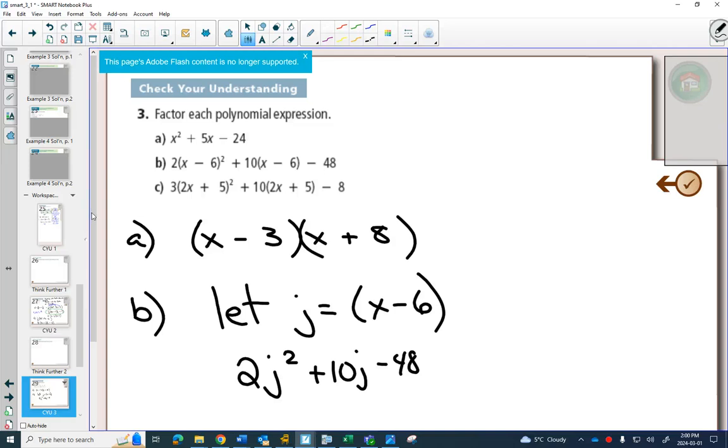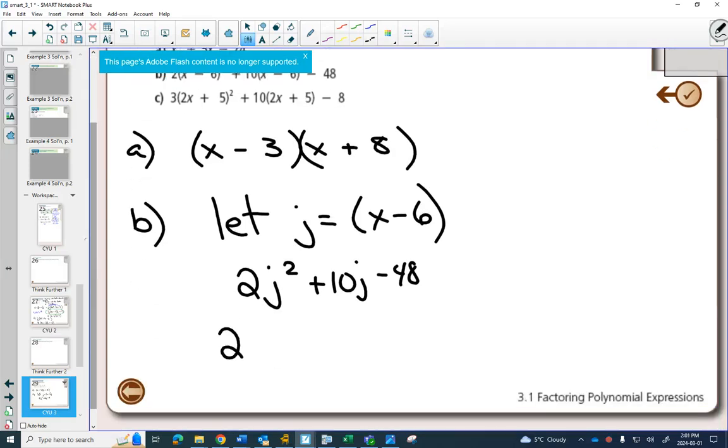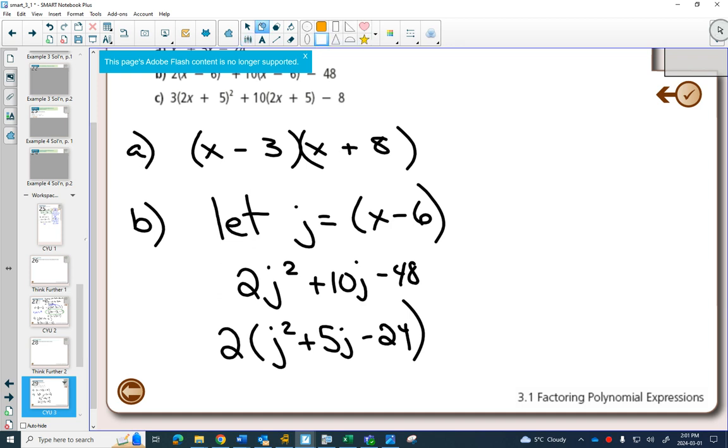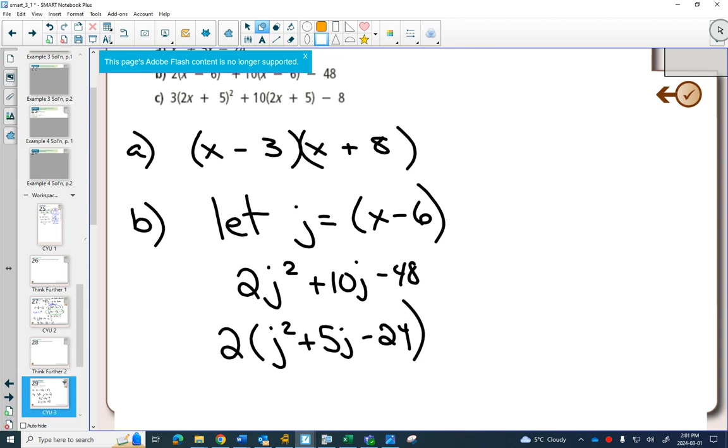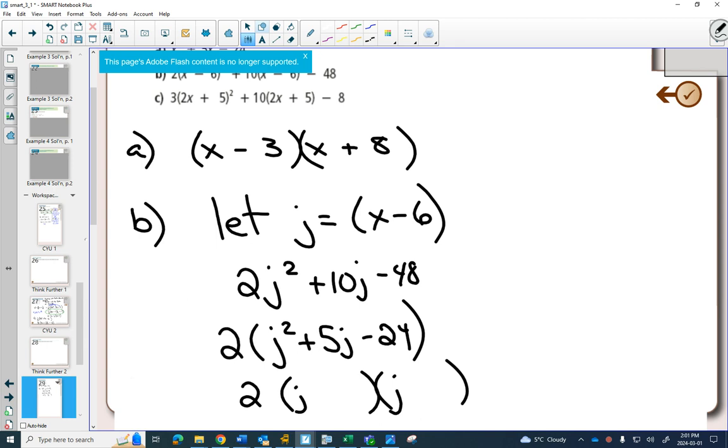First of all, we're like, ooh, there's a 2 in common. I will take out the 2. J squared plus 5J minus 24. And then you might notice that this is identical to our first question. So we've already factored the inside. We already know that the inside worked out to be J and J. We'd have to have 8 and 3. The 8 is positive, the 3 is negative.